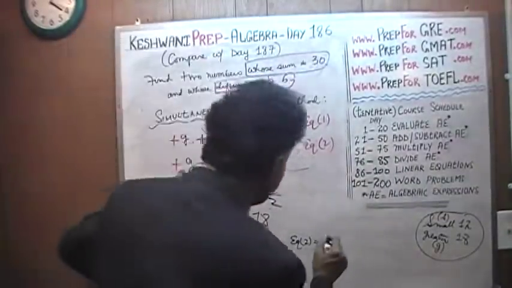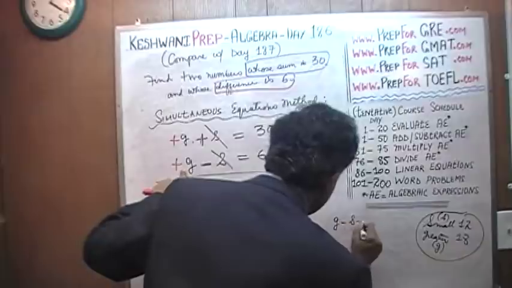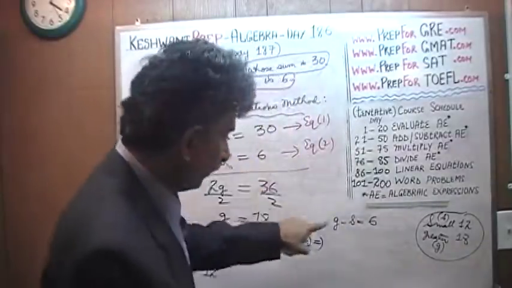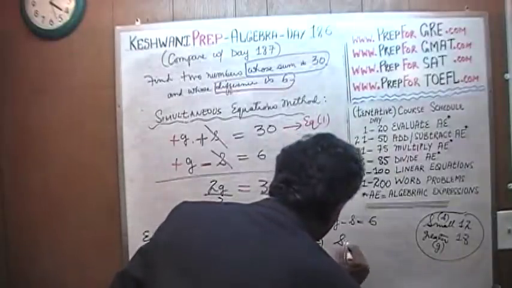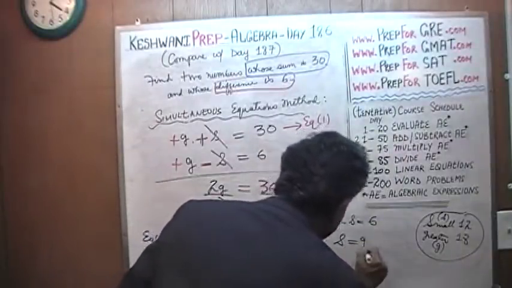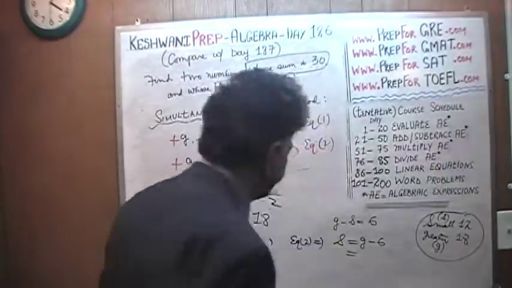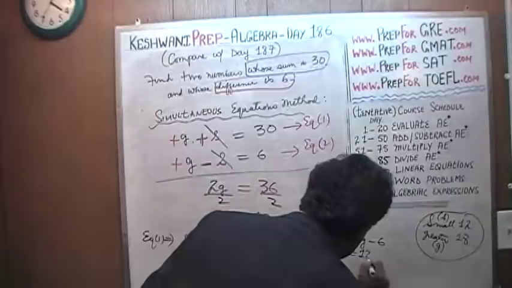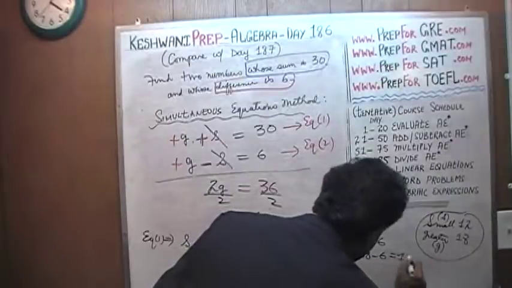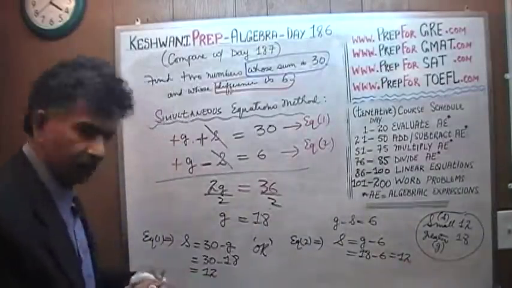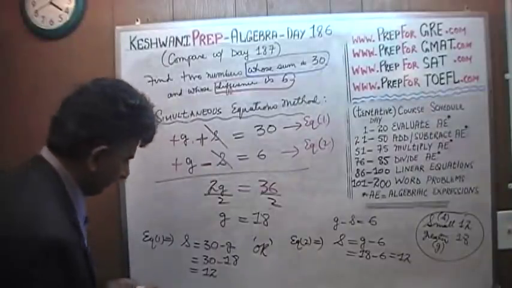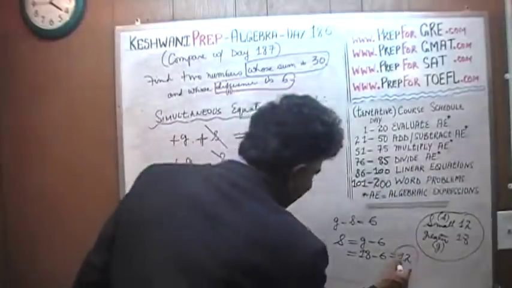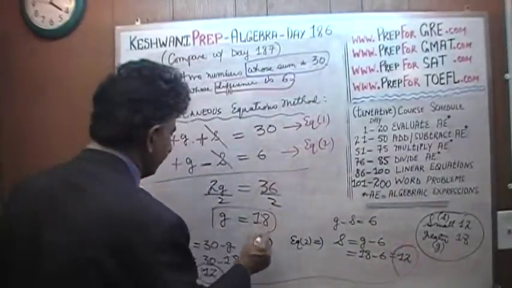The second equation says g minus s equals 6. I'm going to leave it up to you to solve this equation for s, and when you do, you'll find that s equals g minus 6. G is 18, minus 6 gives us 12. As you can see, they both give us the same value, obviously. S equals 12, whether we use this equation or that one, and g equals 18.